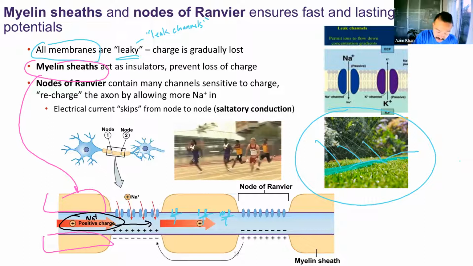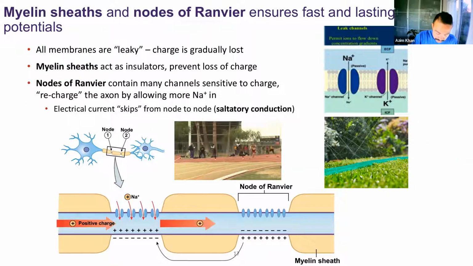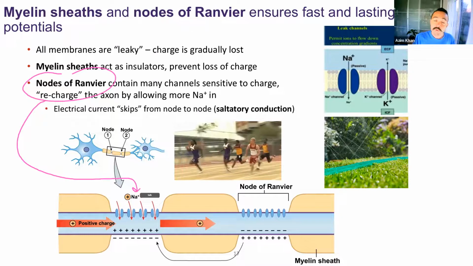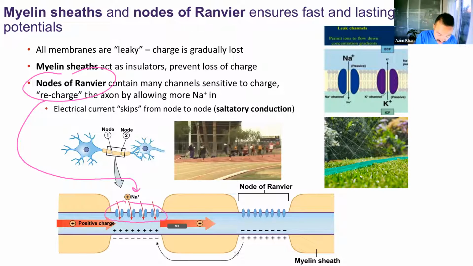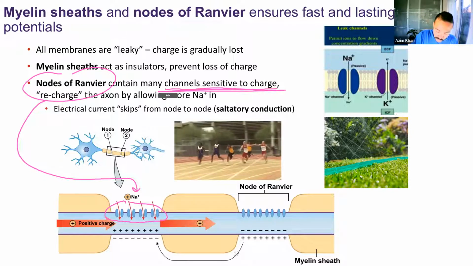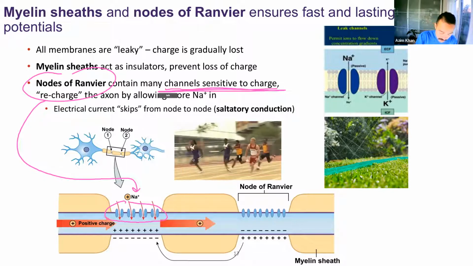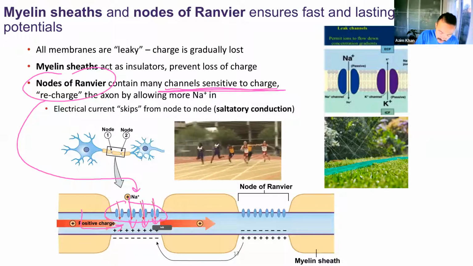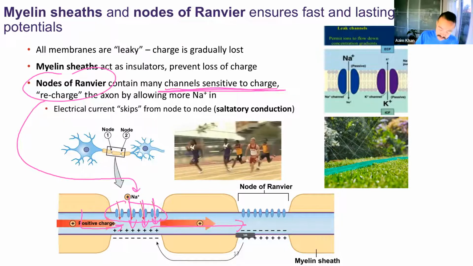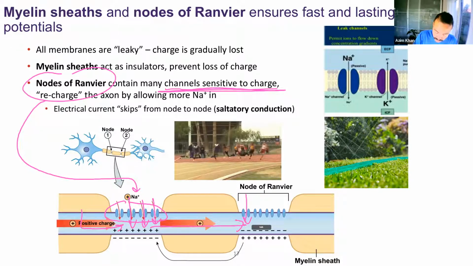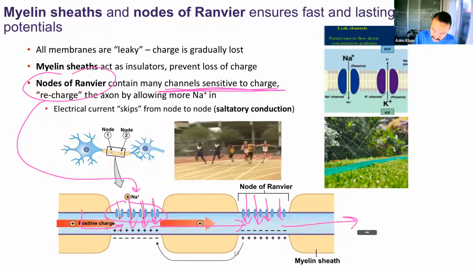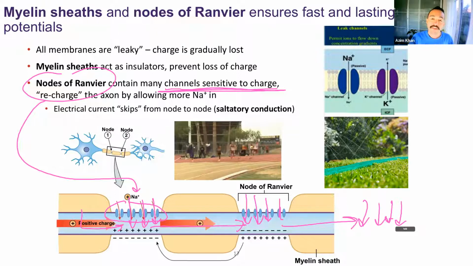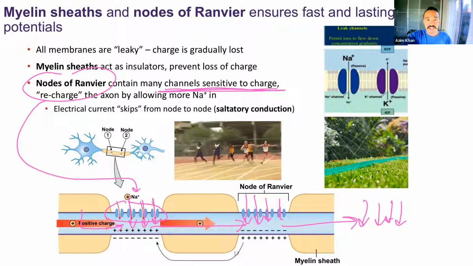That's what's happening at these nodes of Ranvier. Let me clear this. At these nodes of Ranvier, these gaps where there's no myelin, you have a high concentration of voltage sensitive channels. So when the sodium ion reaches this area, we get a strong influx of sodium. Then the sodium only has to travel a short distance where it's insulated, and then more sodium comes in, and then it travels a short distance where more sodium comes in. We get a very jumpy type of conduction.